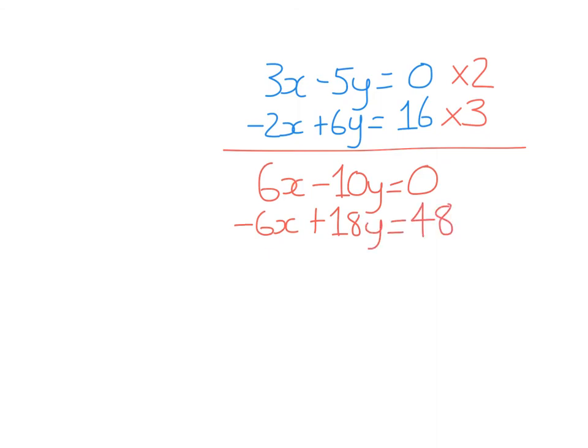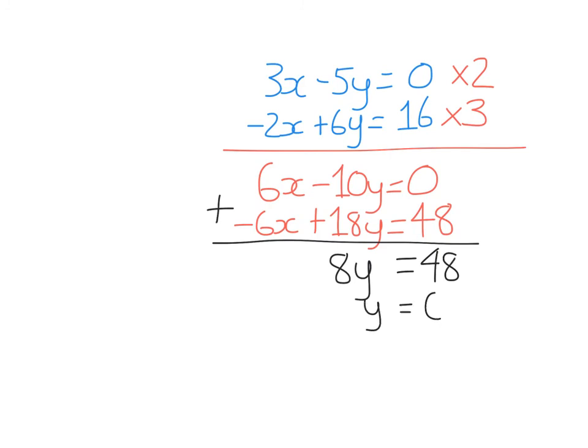Now the x's have the same coefficient in both equations, so I can add or subtract to get rid of the x's. Now because I have a positive and a negative, different signs means I'm going to add together the two equations. So 6x plus negative 6x is 0. Minus 10y plus 18y gives me 8y. And then 0 plus 48 gives me 48. So dividing each side by 8, I get y equals 6.